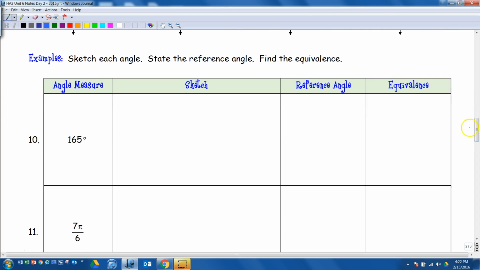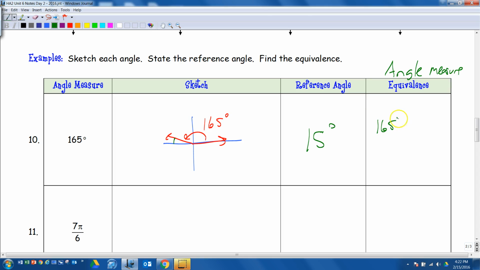Alright, so let's do a couple of these. Here's what I want you to do. First, sketch it. 165 is about there. The reference is what is left here, which would be 15 degrees. And then the equivalence is for the angle, not the reference, so the angle measure. So I want to turn 165 degrees into radians. So you type in just 165 divided by 180 and math frac that, and I think you get 11/12, and you do. 11 pi over 12.